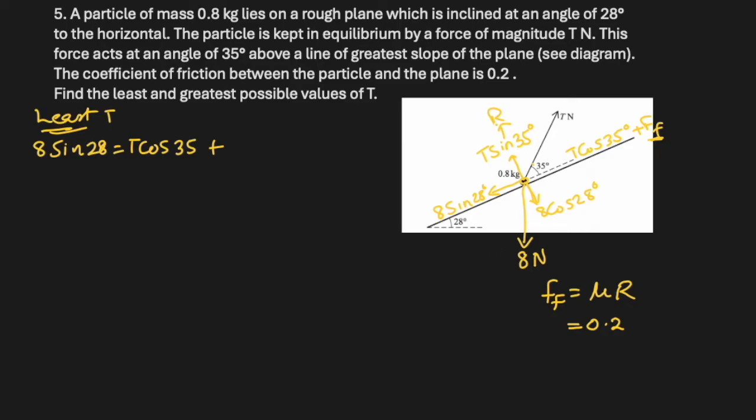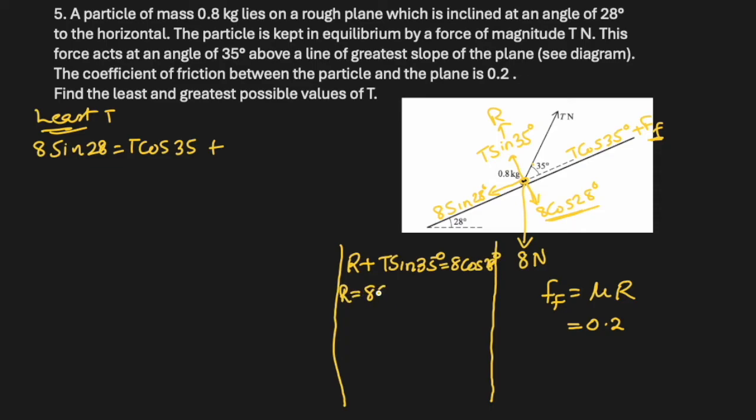Okay, and this R and T sine 35 will be balancing out 8 cos 28, because this system is not sinking into the surface or flying off, so they are also in equilibrium. So let me do that working here. R plus T sine 35 is equal to 8 cos 28. So R becomes 8 cos 28 minus T sine 35 degrees, and that R we will use here.